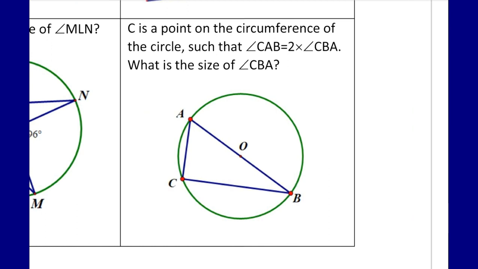And then finally, C is a point on the circumference of the circle such that CAB, so this angle here, is equal to twice the size of this angle. So this would be 2x, you could say, and this would be x. I want to know the size of this smaller angle. Because one of the sides is the diameter, this angle has to be 90. So these two have to add up to 90 as well. So 2x plus x equals 90, or 3x equals 90, x equals 30. So the angle B here is 30 degrees, and over here it is 60 degrees.